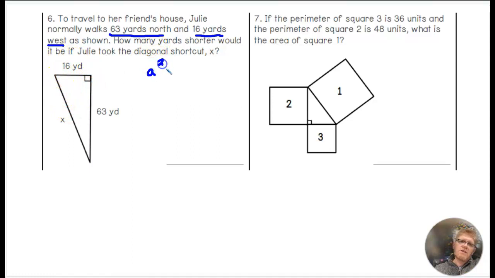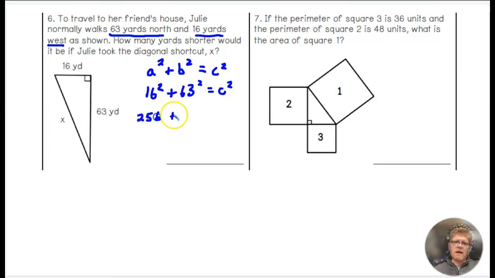So I'm going to do this. A squared plus b squared is equal to c squared. My 2 legs are 63 and 16. So 16 squared plus 63 squared is equal to c squared. Well, let's do a little bit of work on that. 16 squared is 256, and 63 squared is 3,969. So I'm going to add those together. And I'm going to get 4,225 is equal to c squared. So c squared is equal to this large number here.